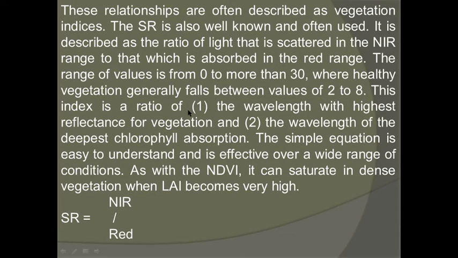This index is a ratio of number 1, the wavelength with highest reflectance for vegetation, and number 2, the wavelength of the deepest chlorophyll absorption. The simple equation is easy to understand and is effective over a wide range of conditions. As with the NDVI, it can saturate in dense vegetation when LAI becomes very high.